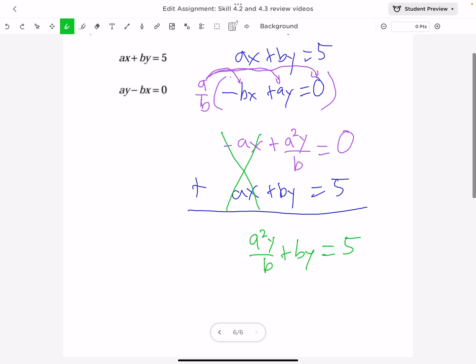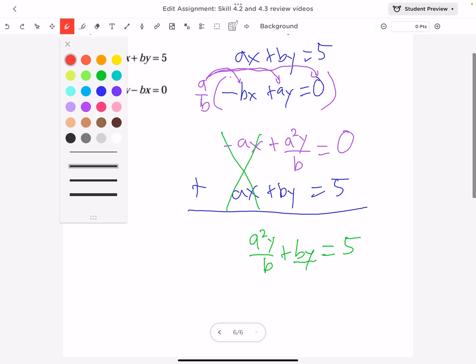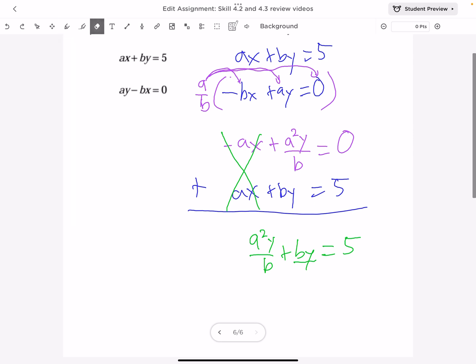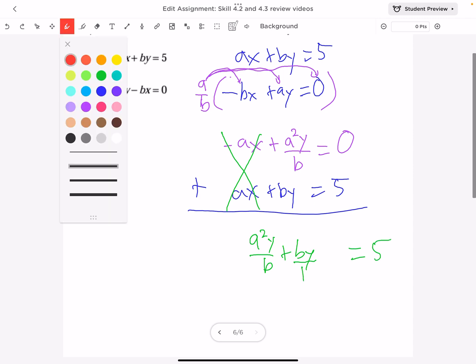Now the first thing I want to do is notice that this by has a denominator of 1. But I have a b here and a 1 there. I want a common denominator. So I'm going to make myself a little bit of space here actually. Make this equal to 5. Give me some space. I'm going to put it over here. And this is over 1.